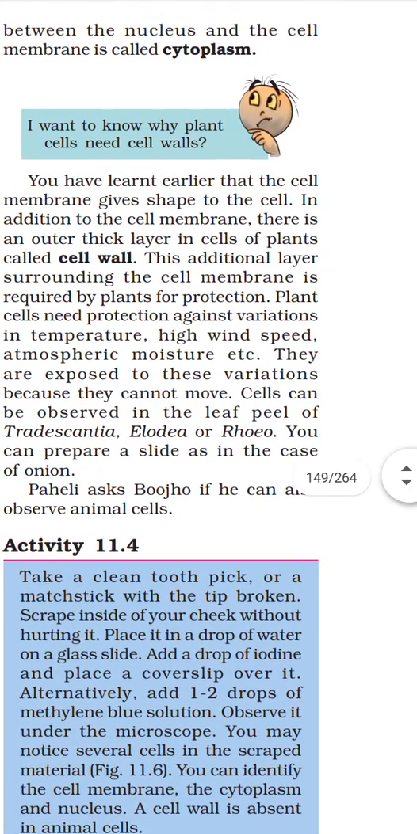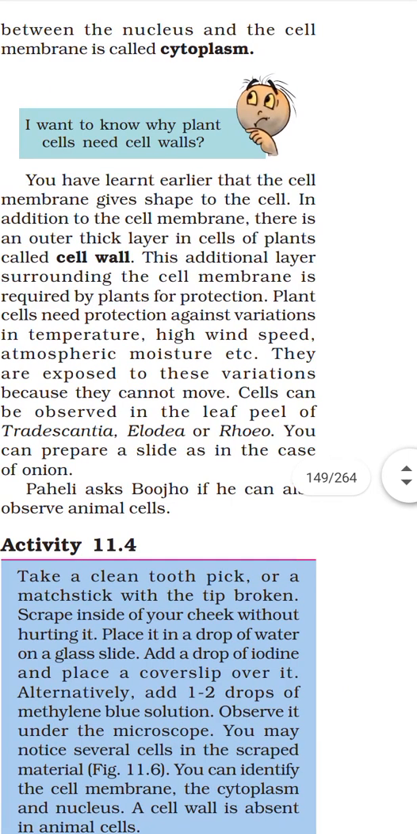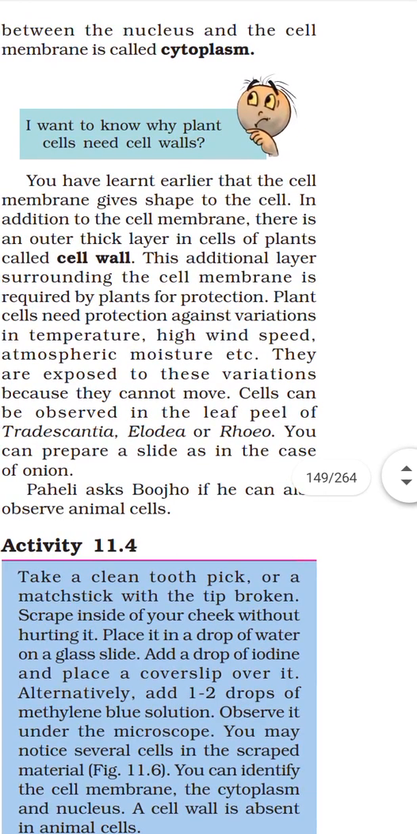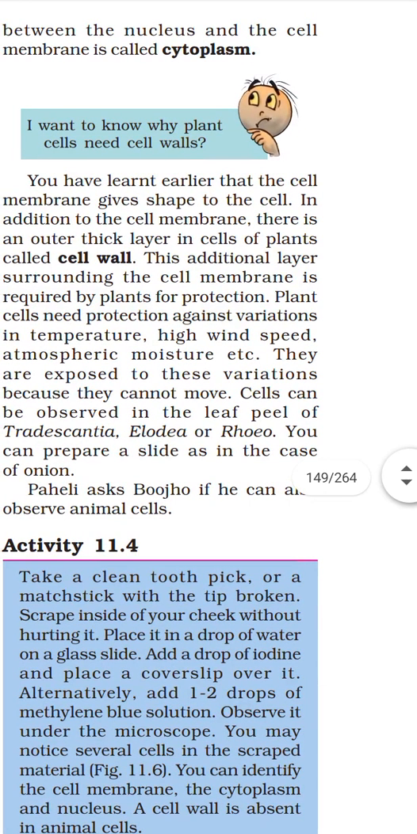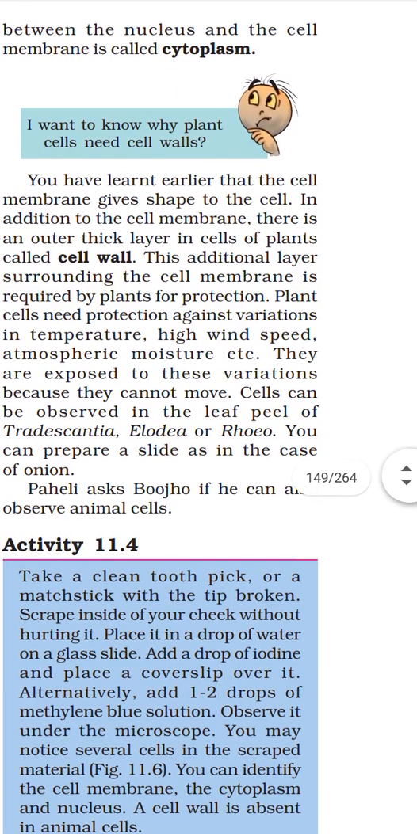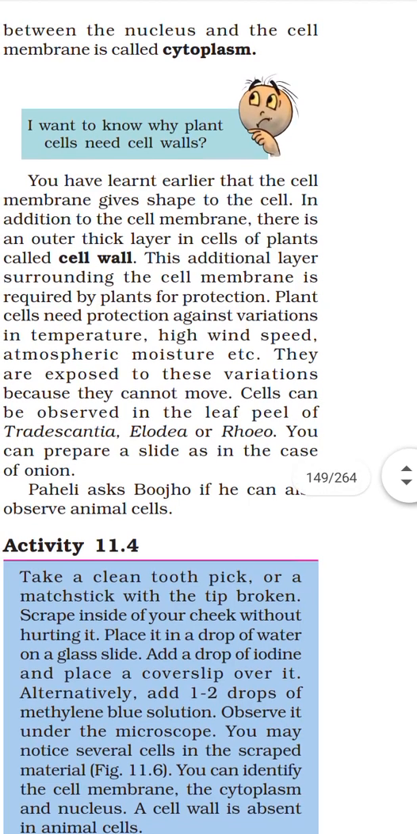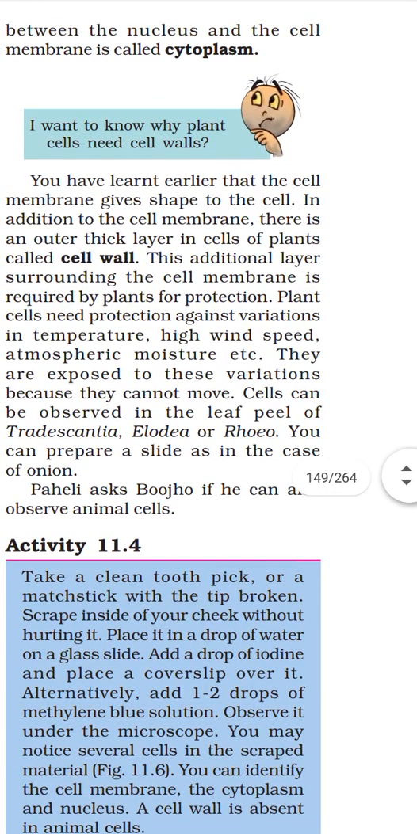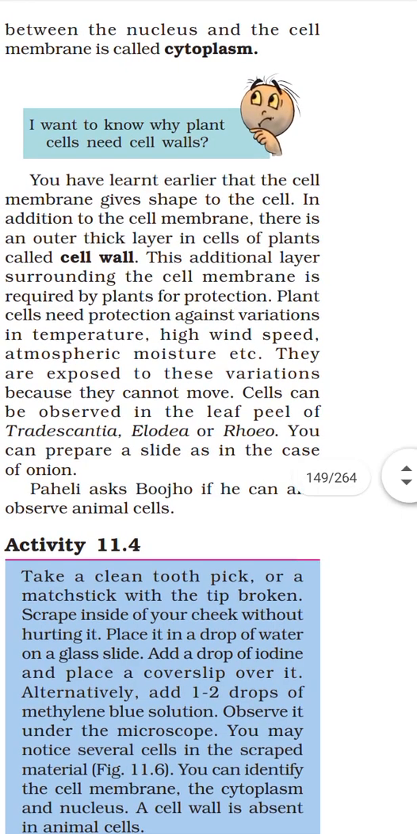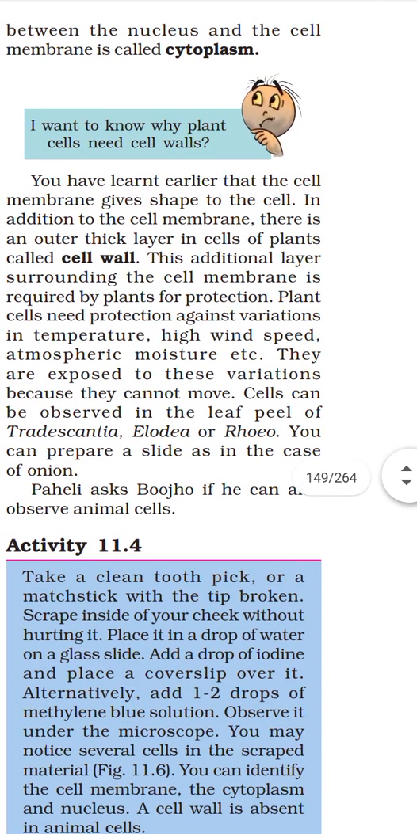The cell membrane gives shape to the cell. So in addition to the cell membrane, there is an outer thicker layer in cells of plants called cell wall. The additional layer surrounding the cell membrane is required by plants for protection. The plant cell needs protection against variations in temperature, high wind speed. They are exposed to these variations because they cannot move.